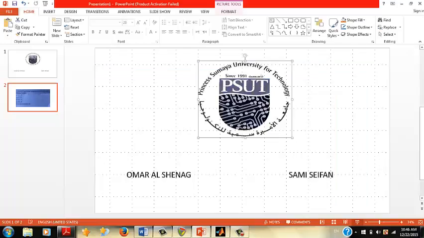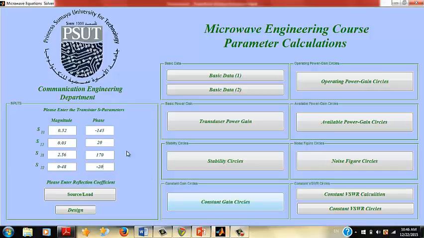Now we're going to open the calculator and plug in the S parameters. S11 equals 0.52 with a phase angle of negative 145 degrees. S12 equals 0.03 with a phase angle of 20 degrees. S21 equals 2.56 with a phase angle of 170 degrees. S22 equals 0.48 with a phase angle of negative 20 degrees.